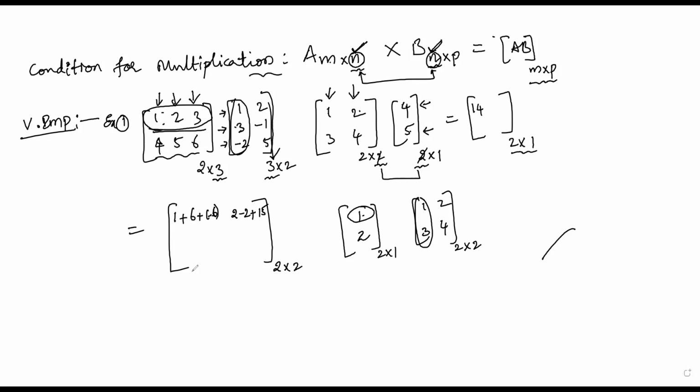Next, you come to the second row. The second row you multiply with the first column: 4 ones are 4, plus 15, minus 12. And then this is 8 minus 5 plus 30.